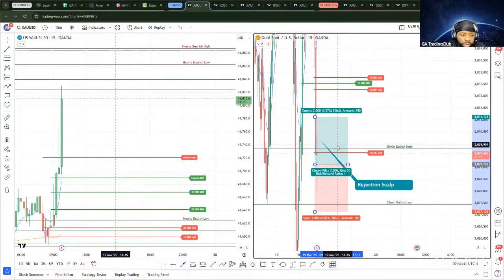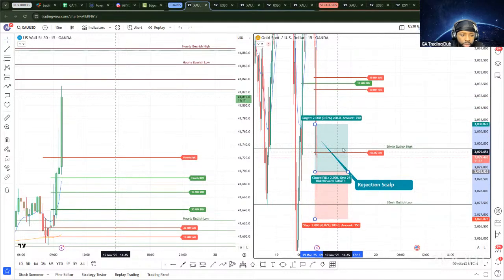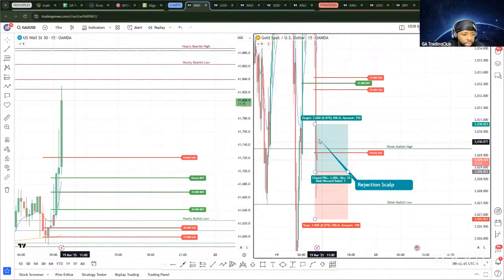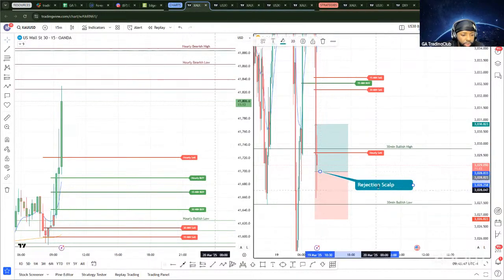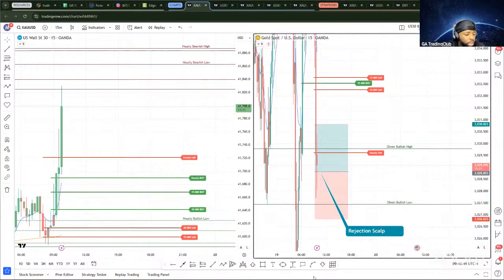This trade, the entry was somewhere there. So this is the win for gold, the second one. And I'll take a screen grab of this as well. Let's see.